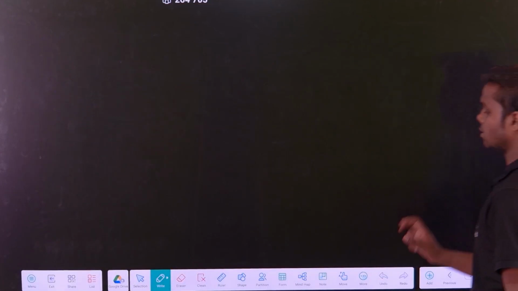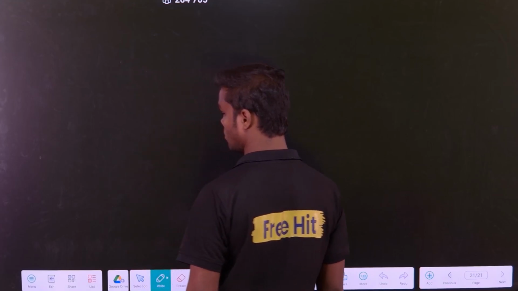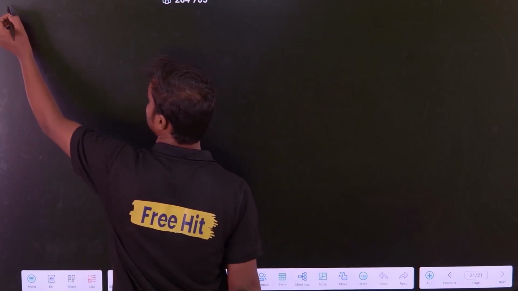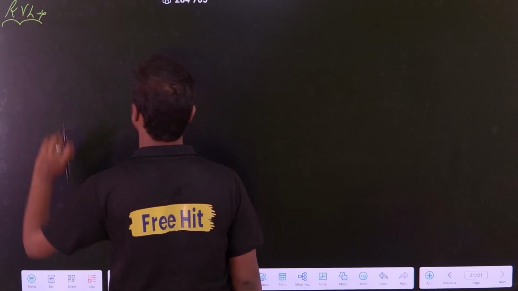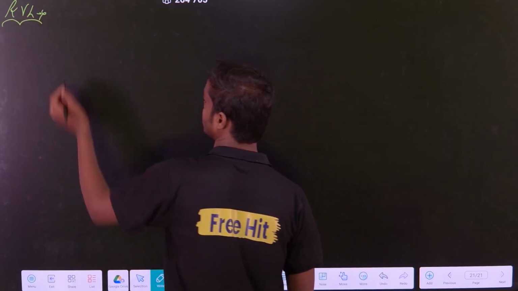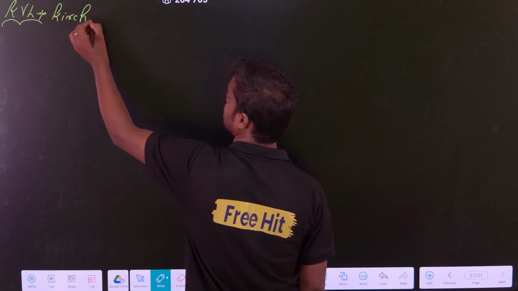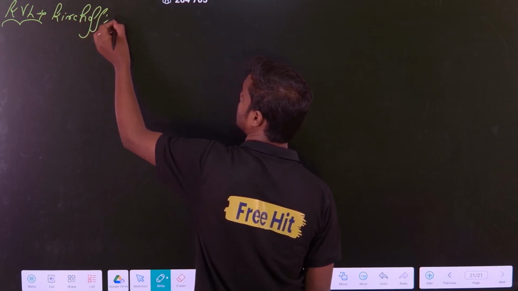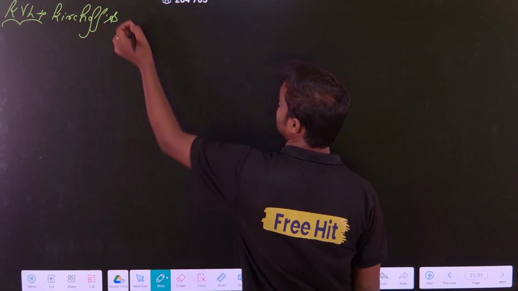Before that, let us learn about some small concepts. The first thing is called KVL, a very important and powerful tool. That is called Kirchhoff's voltage law. Forgive me if I am writing the wrong spellings.